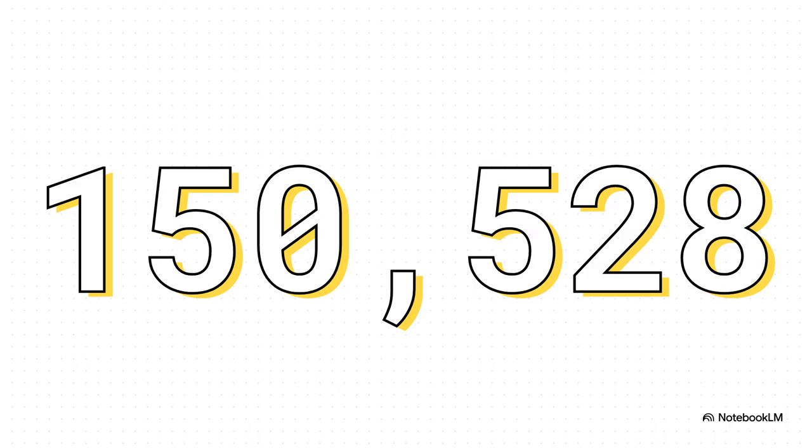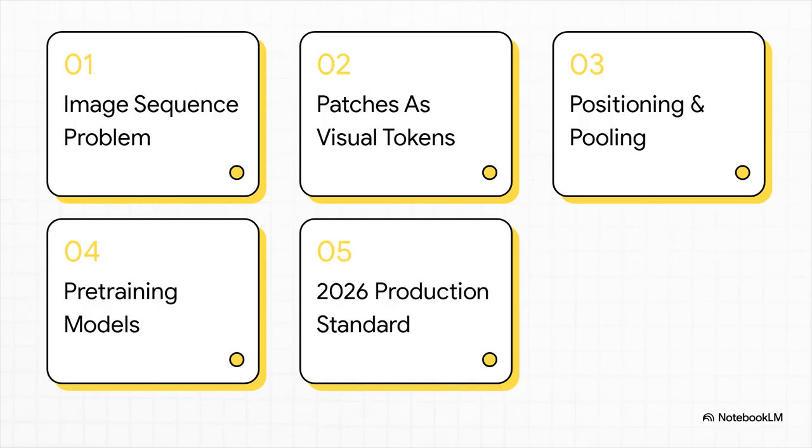Well, to answer that, let's look at this absolutely impossible number, 150,528. That represents the exact amount of tokens a tiny 224 by 224 pixel image would create if we tried flattening every single pixel for a transformer to process. Remember, transformers eat sequences. Text is already a sequence of words, but an image, that's a 2D grid with 3 color channels. If you try to feed over 150,000 tokens into standard self-attention, which scales quadratically, the computing power required instantly becomes a total non-starter.